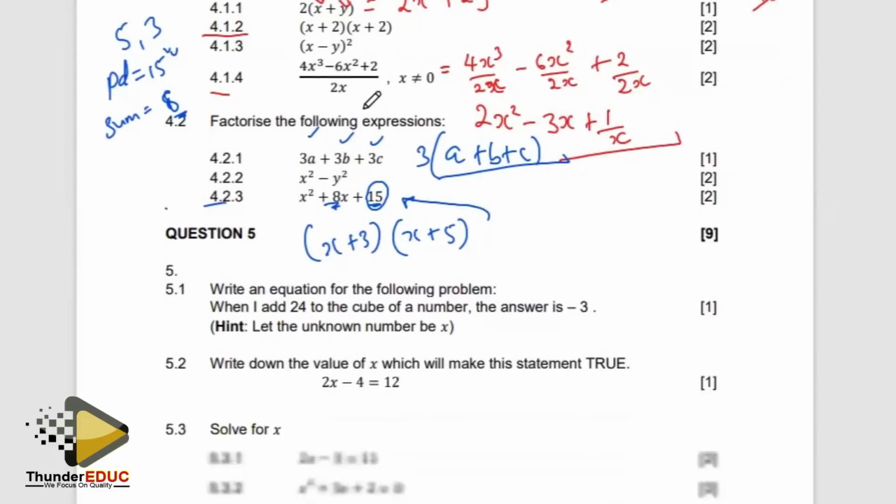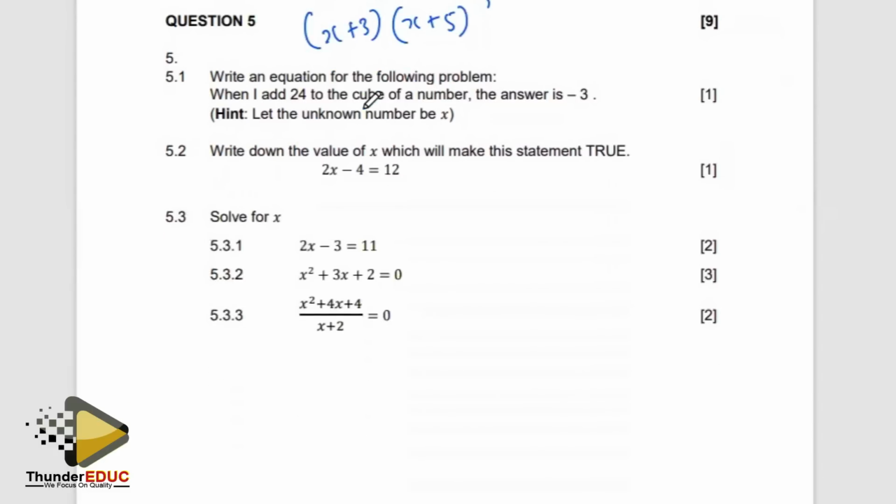Question number 5. 5.1. Write an equation for the following problem. When I add 24 to the cube of a number, the answer is -3. They told us to let the unknown number be x. So if you add 24 plus the cube, which is x to the 3, the answer is -3. So this is the expression they wanted.